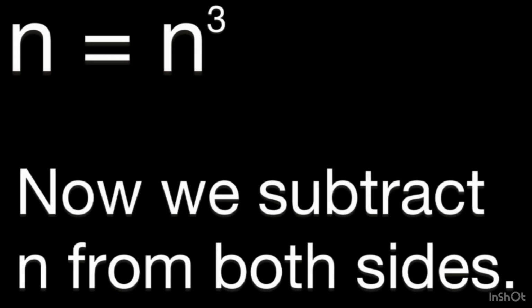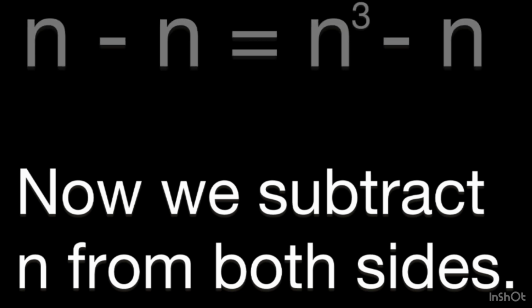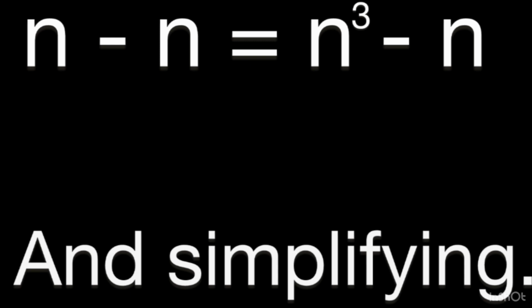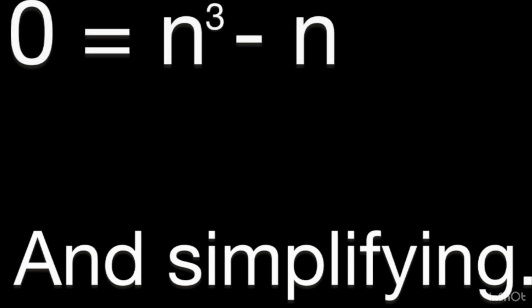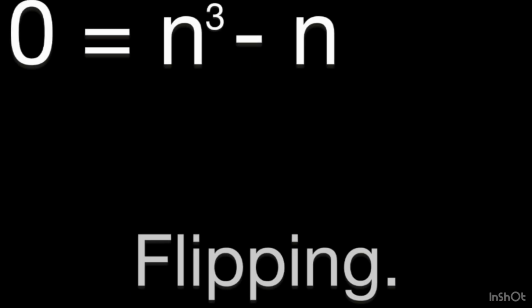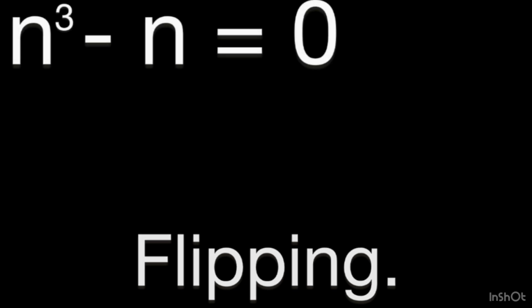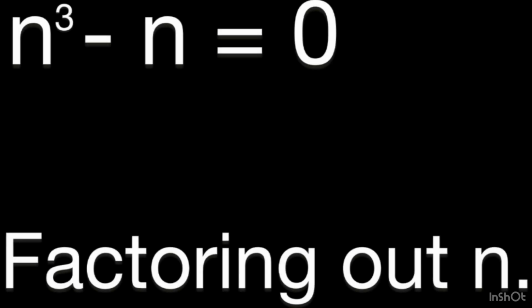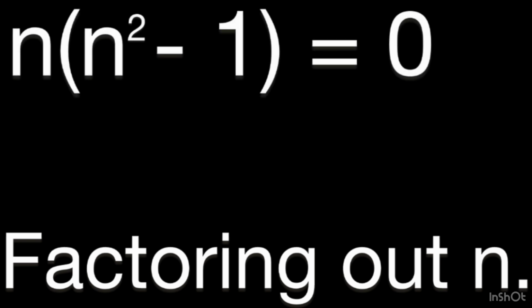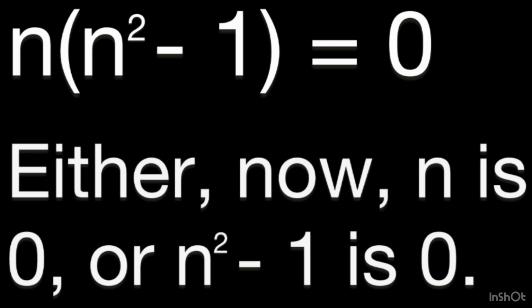Now we subtract n from both sides, which gives us n minus n is equal to n cubed minus n, and simplifies to 0 is equal to n cubed minus n, and when flipped, n cubed minus n is equal to 0. Now we factor out n to get n times n squared minus 1 is equal to 0. How this works is that either n is 0 or n squared minus 1 is 0, because 0 times anything is 0.